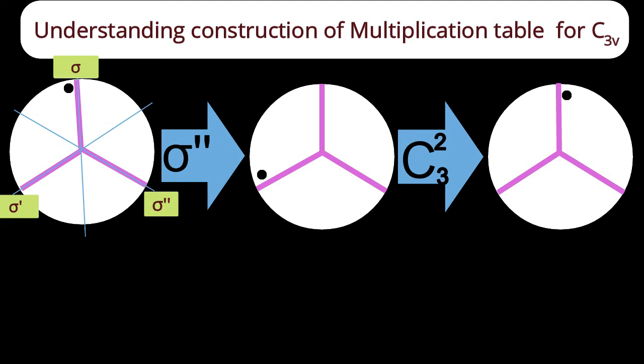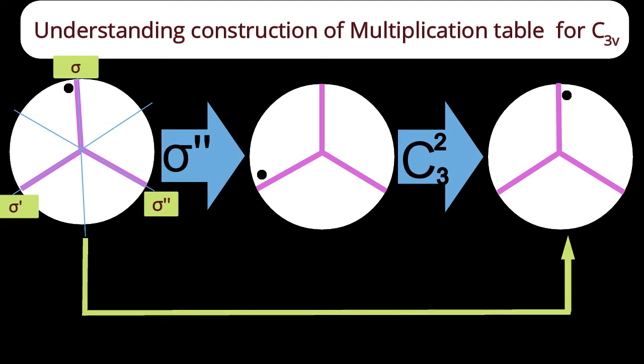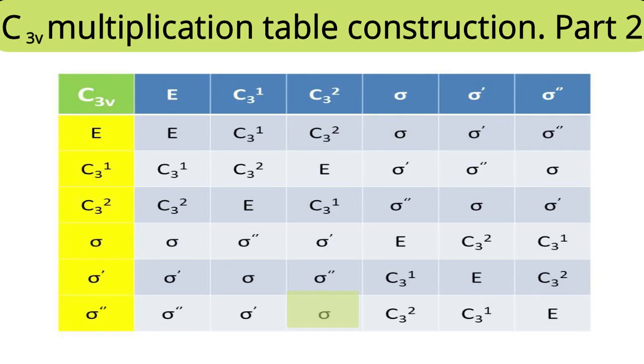Now I have to ask a question. How can I obtain the resultant right side structure from the original structure? The answer is simple. It is by reflection through the sigma plane. Conclusion here is sigma double dash into C32 is equal to sigma. Let us see our multiplication table. Yes, we are right. Sigma double dash into C32 is equal to sigma. Now we have covered this quadrant. Let me study the last quadrant in the next video.